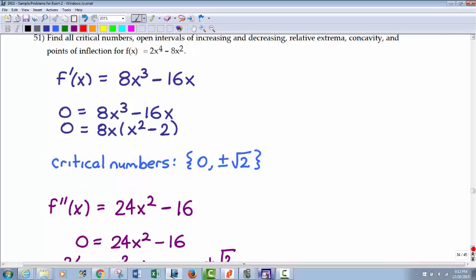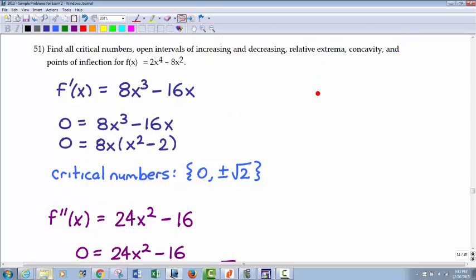Critical numbers, all that kind of stuff. Same thing again. Polynomial, though, will be easy. The first derivative, 8x cubed, and then minus 16x. So factor out an 8 and an x, and you'll get 8x times x squared minus 2. All right, this one has a radical, but nobody will be harmed here. It'll be all right. So you've got 0, and then x squared equals 2.